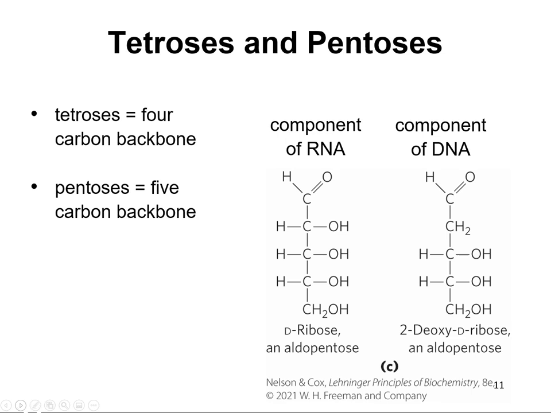Then we've got tetroses and pentoses. If you're good with your prefixes, you'll know tetra or tetro could be 4, and pent is 5. And there's some examples here. We've got ribose and deoxyribose, and they each have 5 carbons, so they're pentoses. When you look at the top, you see the aldehydes here, so they're aldopentoses.